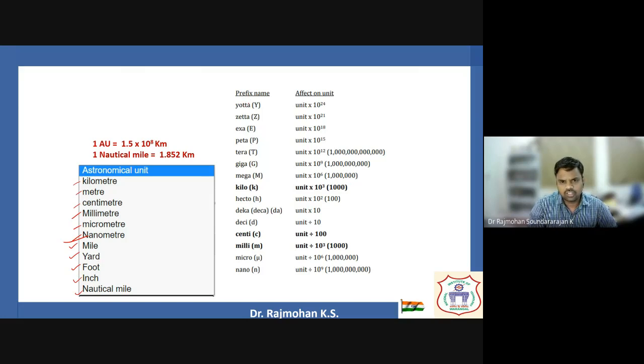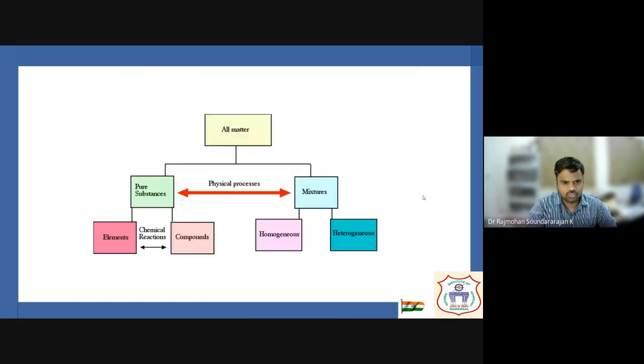And we can add a prefix or suffix to the unit. Unit into 10 power 24 is yotta. Unit into 10 power minus 9 is nanometers. Into 10 power minus 6, it is micrometers. 10 power minus 3, it is millimeter. 1, it is meters. 10 power 3, kilometers. So all that we know. So that is the unit of length.